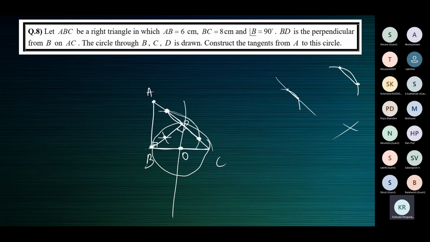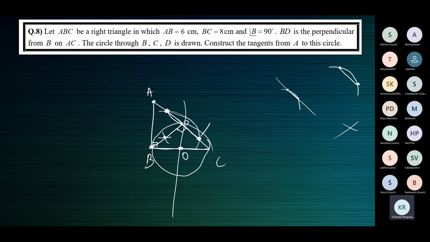B and C are the ends of the diameter. So B lies on the circle, C lies on the circle. Then of the 3 vertices A, B, and C, A is the external point. And now from A, we'll have to draw 2 tangents. AB is already a tangent. AB is equal to 6 centimeters. Compass, 6 centimeters radius, A as center. Cut an arc on the circle. Call that point B dash.